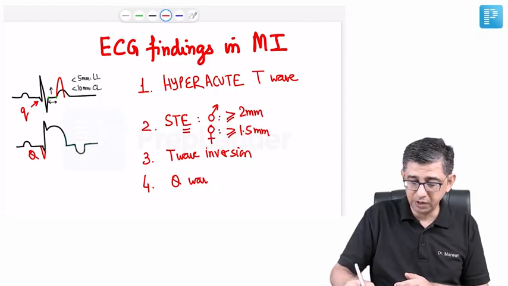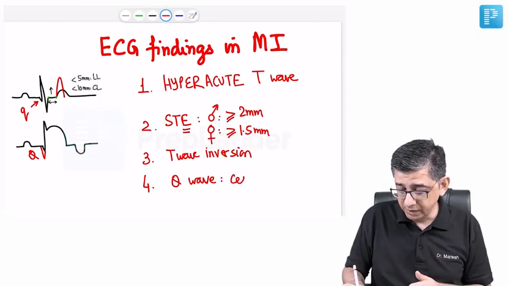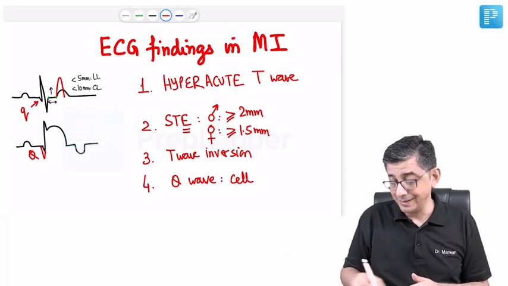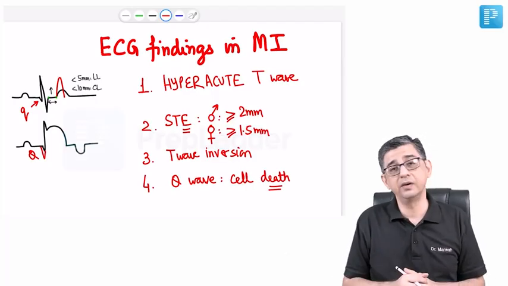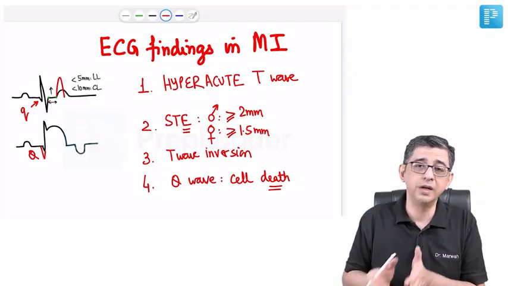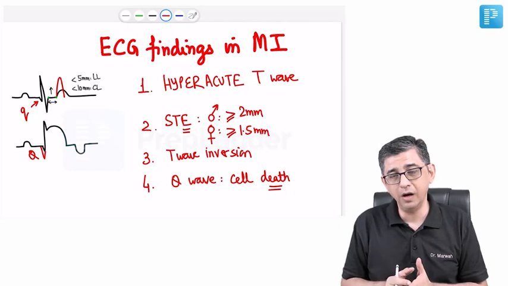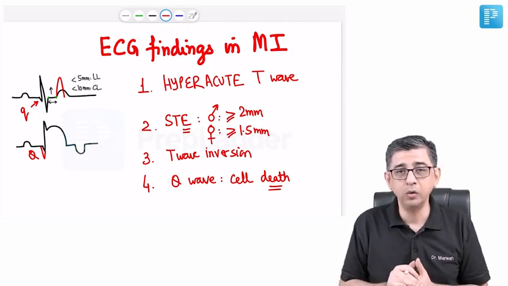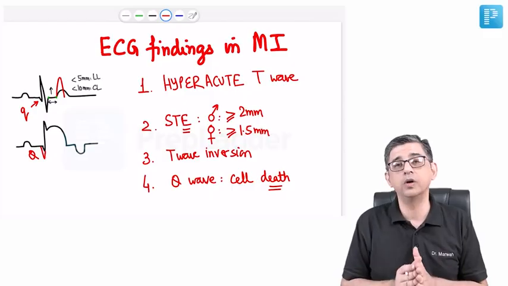So Q waves would start coming up, and what are these Q waves representing? They're representing cell death. And cell death is going to be irreversible, right? You just can't change death. Even if you thrombolyse this patient with a ST elevation MI who's having a fibrin rich clot, the ST elevation will come back to normal, but the Q wave of the patient is never ever going to come back.